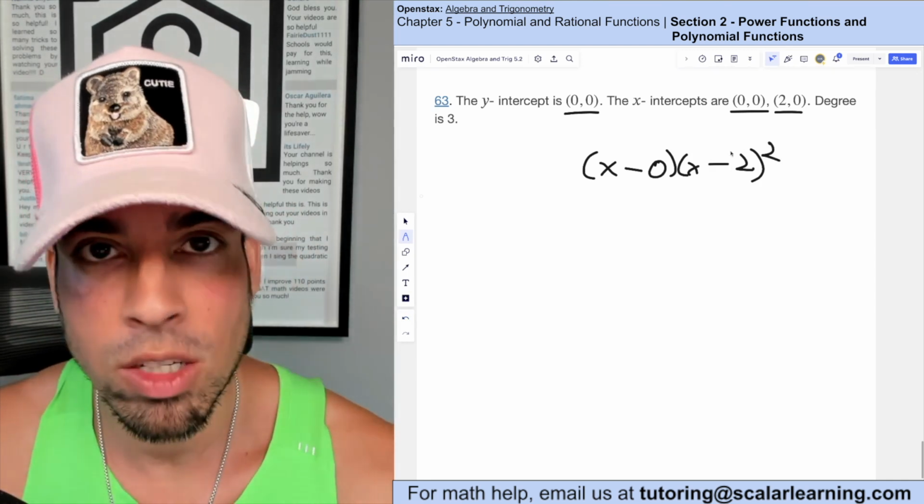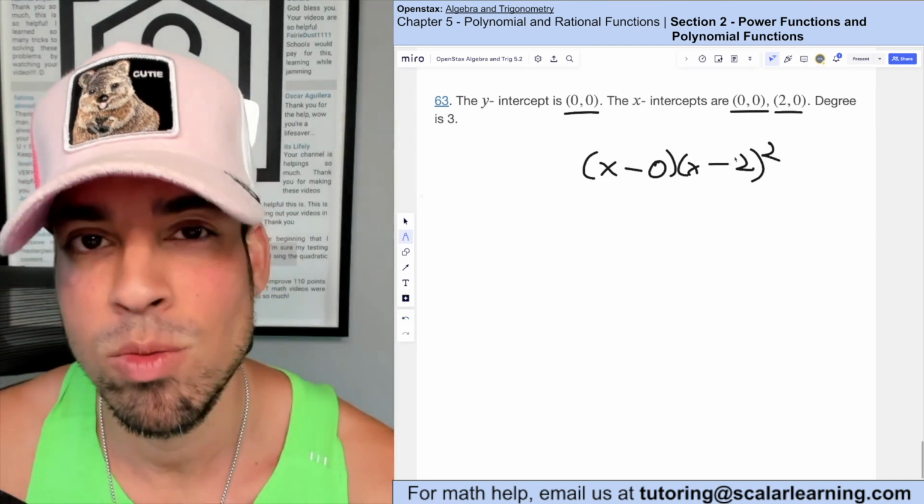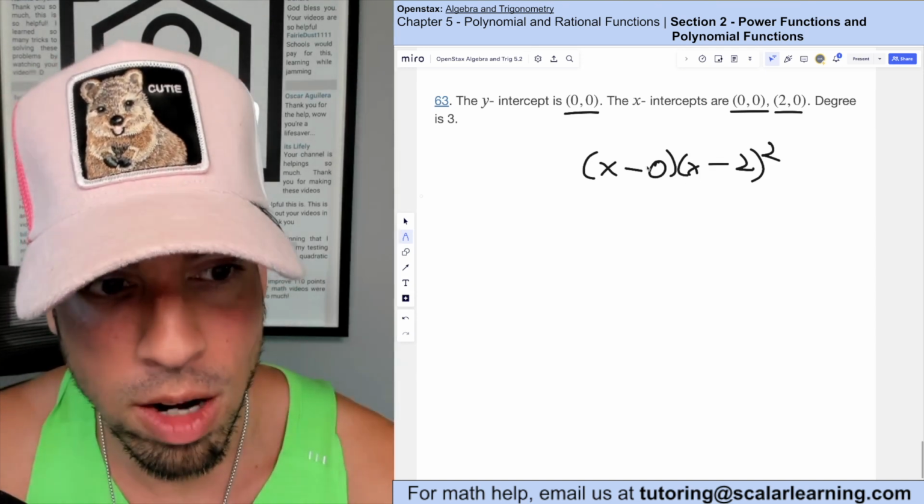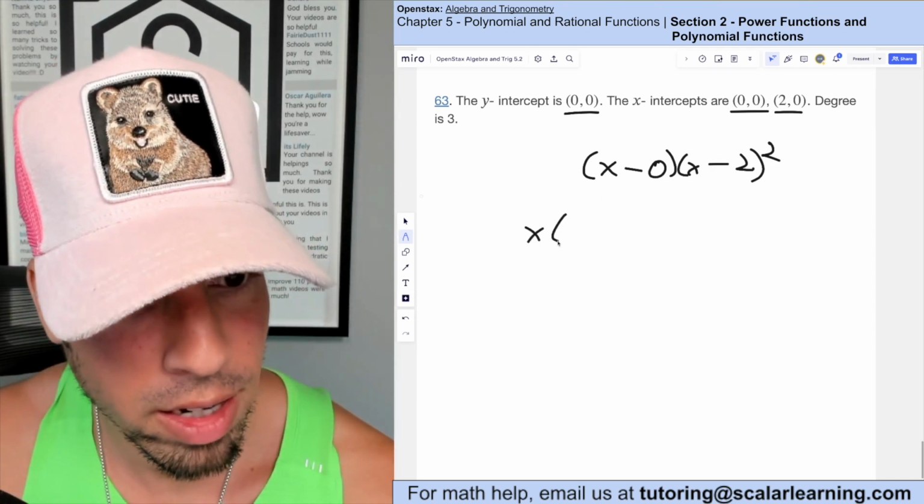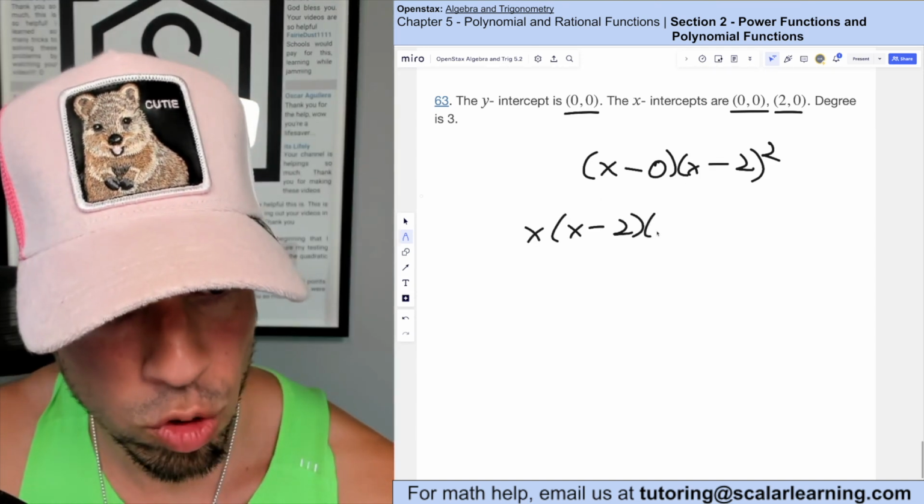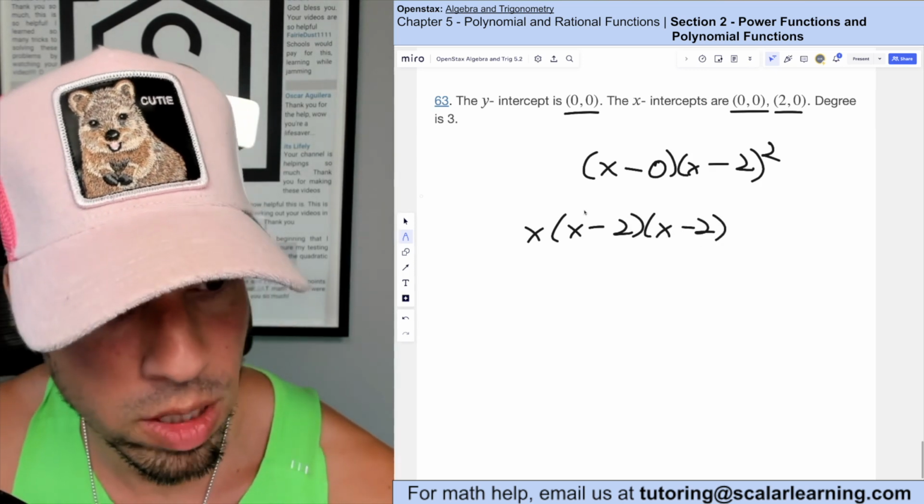So again, both answers will be good. I'm going to square this one because this is what they did in the back of the book, and I'm going to show you how this works. So x minus 0 is x, and then x minus 2 squared is x minus 2 times x minus 2, and then we can FOIL this out.